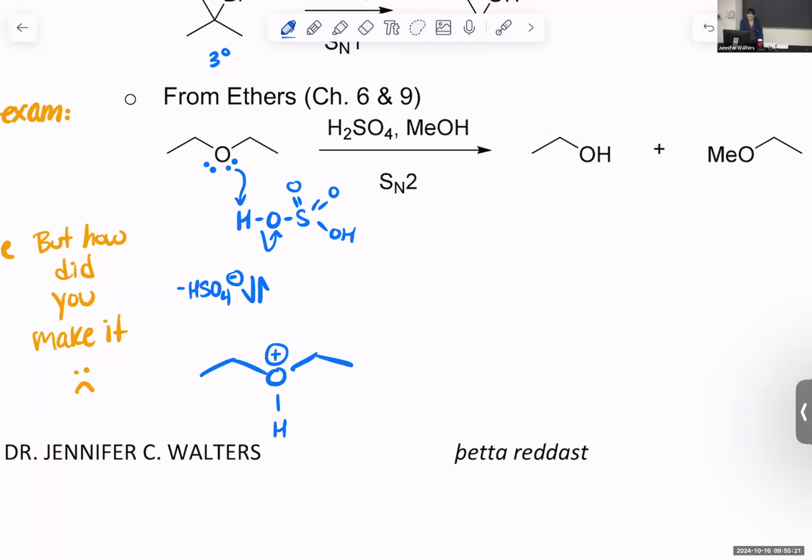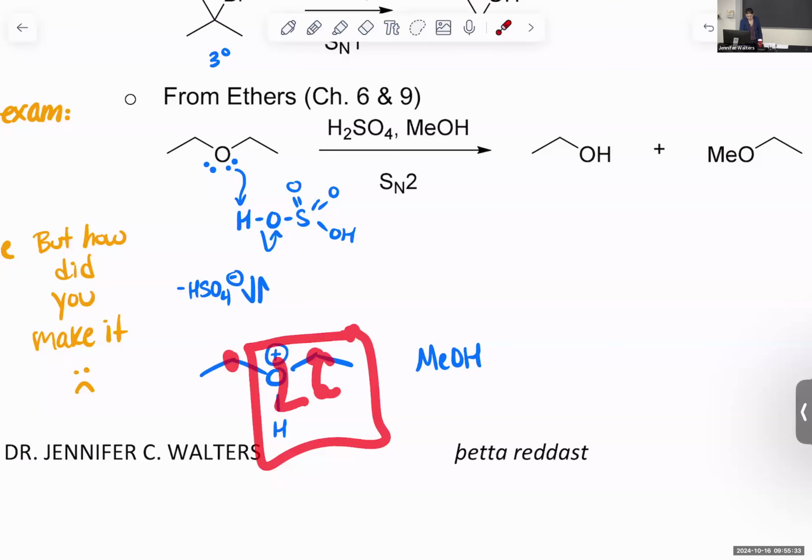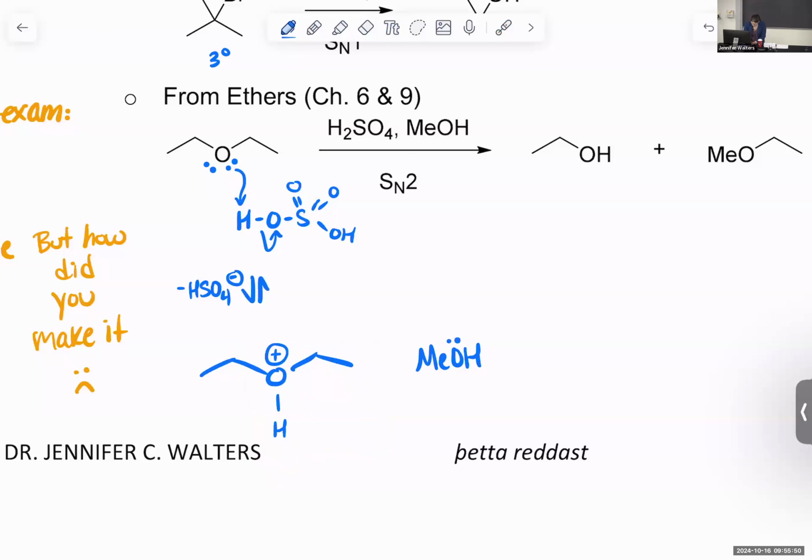Yeah, now the methanol is going to attack. I already told you it was SN2, but I know it has to be SN2 because either way I think about this, if I think about this as my leaving group, then this is a primary leaving group, right? Or if I do it the other way, because it's symmetrical, it'll be the same thing. So I know it has to be SN2 because it's primary, and I can't make a primary carbocation that's aliphatic. So I'll attack the right-hand side just because it's closer.